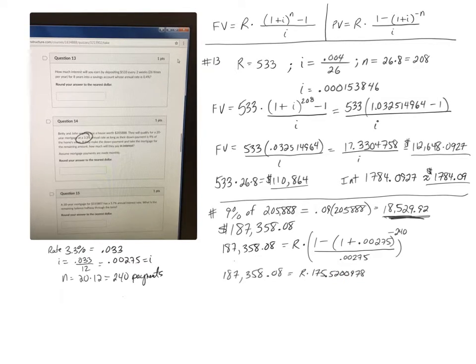Anyway, all we have to do to get R by itself is divide both sides by this 175 point blah, blah, blah number, and we're going to get our R value, which is the monthly payment. So 187,358.08 divided by that answer we just got is 1067.445, which we should probably round to the nearest cent. That's what the bank will do, I think. So 1067.45. That's how much we're going to pay every month.